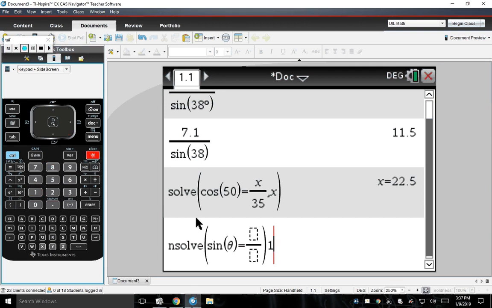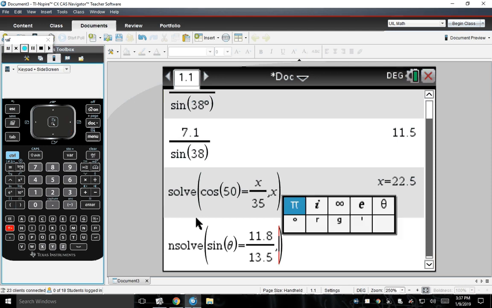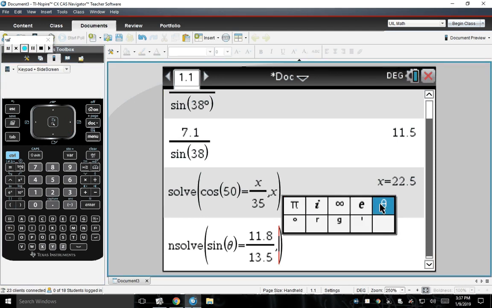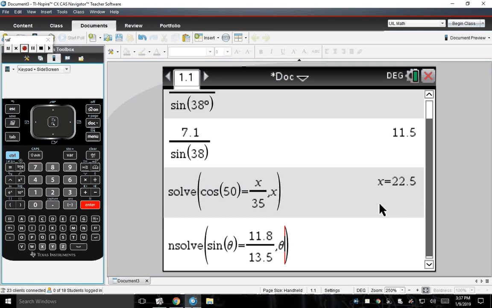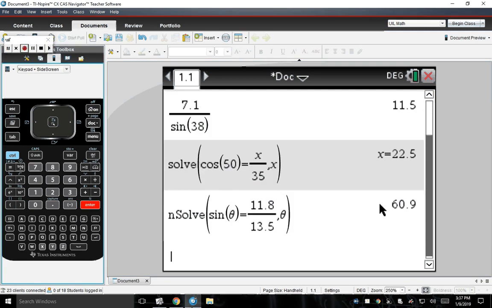Whoops. That was weird. 11.8 over 13.5. What do I need to do now? Comma, not x, but comma theta. So comma theta. And now look at that pretty answer.